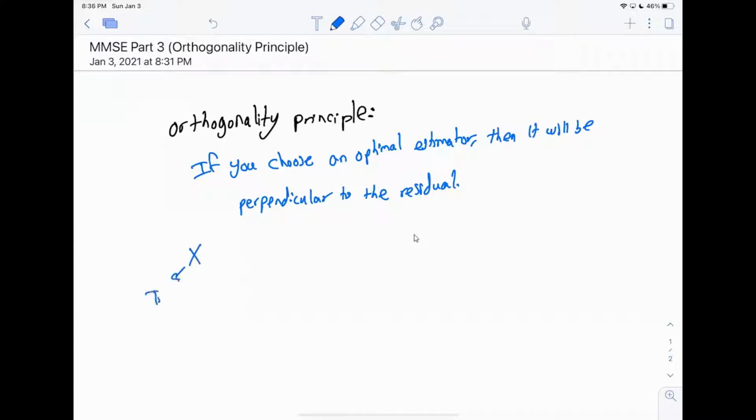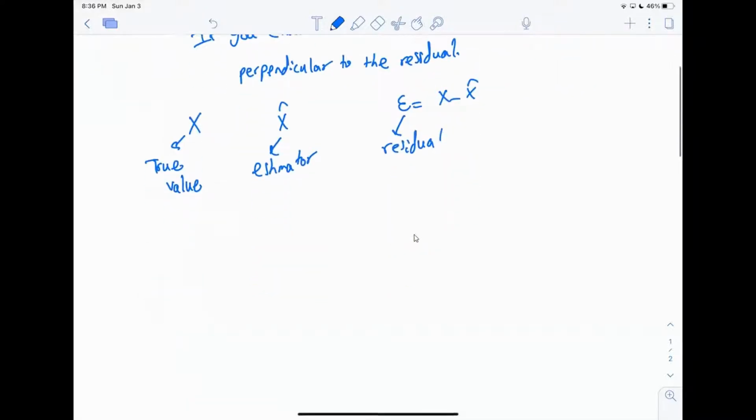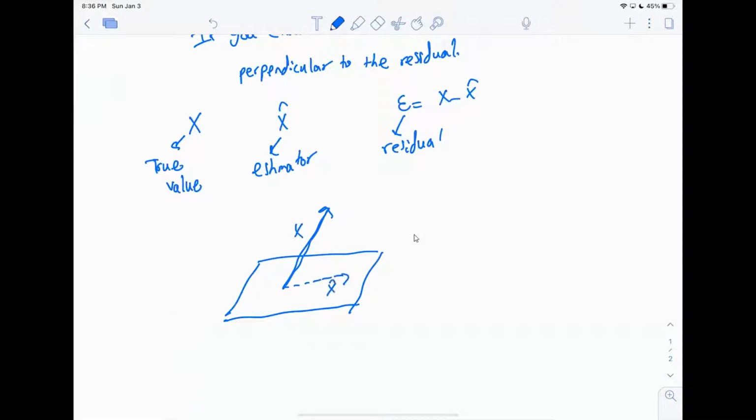So this is the true value, what we want to estimate. This is x hat, the estimator, and epsilon is x minus x hat. This is the residual. Great. So assume we have this plane here. This is x, and let's say this is x hat, the estimator that we have. Then this one is the residual, x minus x hat. So it says that the residual and the estimator are orthogonal to each other. That's all it says, but it's used a lot in various domains.